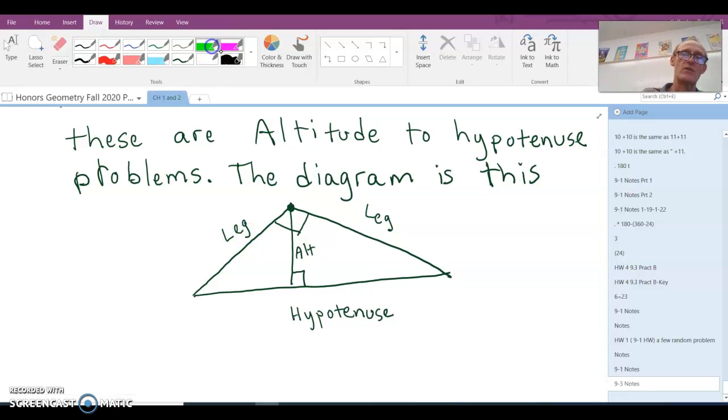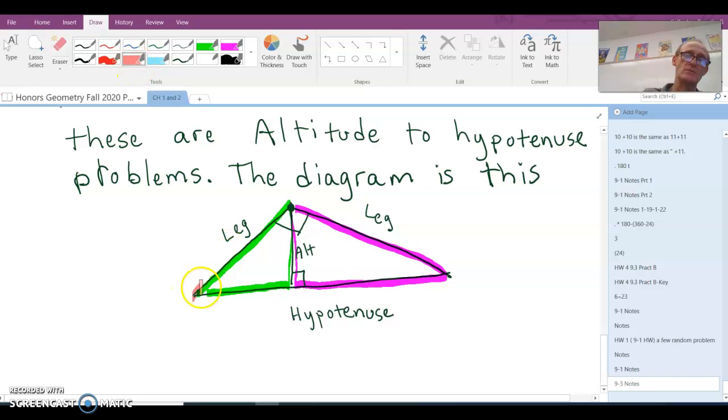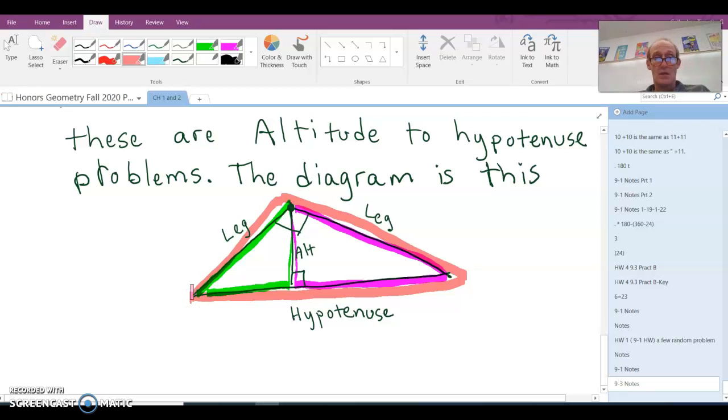And what we have now are three right triangles. Here's one, smaller one. Here's two. And we have the bigger one. The leg, and the hypotenuse. So that's the background information for 9.3, and we're going to get rolling on some of these problems, okay? I will talk more about this, but this is a good video to watch.